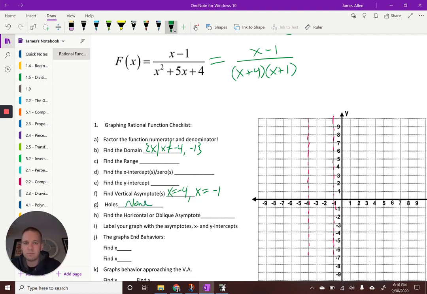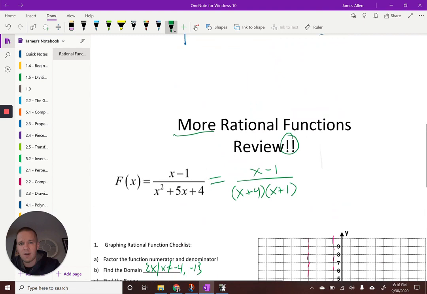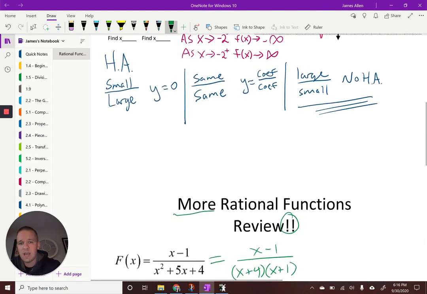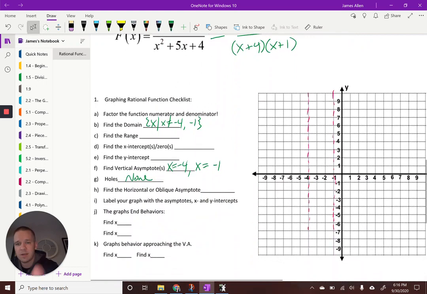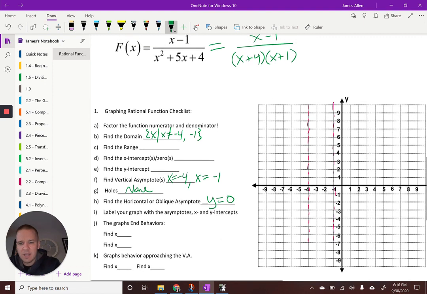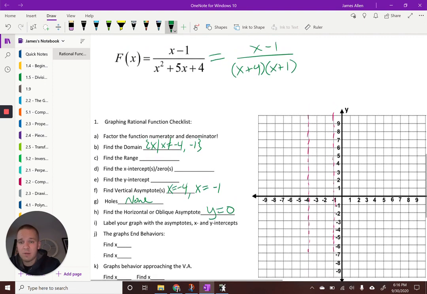Horizontal asymptote. Remember our rules from last time? They are right here. We have small over large, which is y equals 0 again. Let's see here. Next up, x-intercepts, y-intercepts. That's right. Let's do that. We got that on D and E right here.